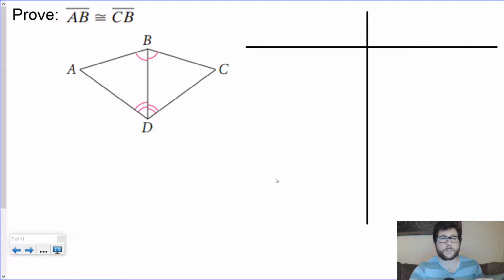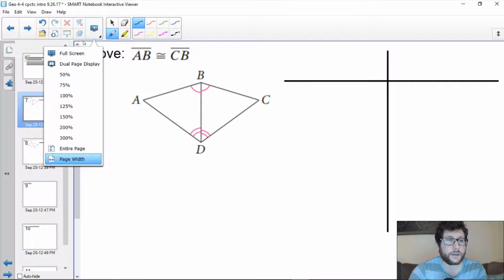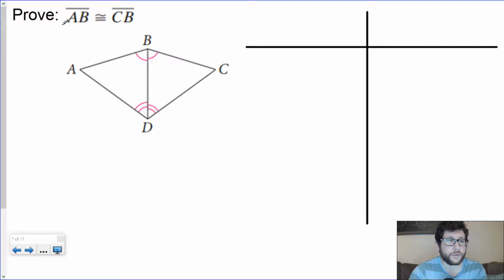All right, so this first proof, we want to say that side AB is congruent to CB. So notice what I'm trying to prove. I'm actually trying to prove this part congruent to that part. I'm no longer asking, hey, are the triangles congruent? We're going to assume that they're congruent, and we're going to have to prove that. They must be congruent. And then at the last step, we're going to say, since they're congruent, these sides are congruent.